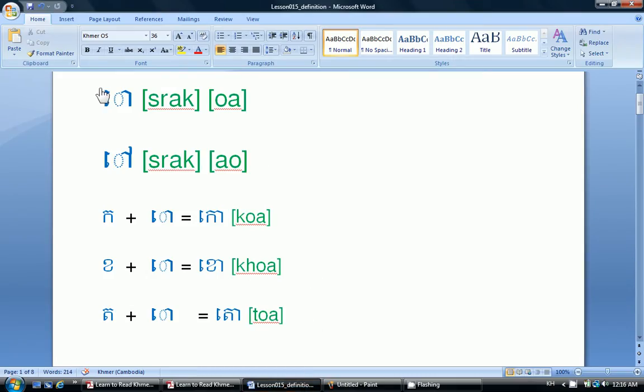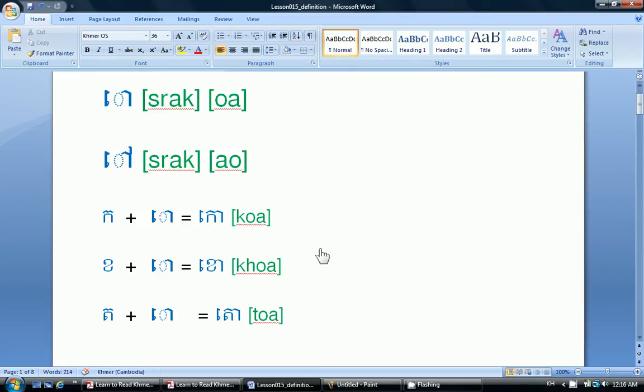Once again, these are the two vowels that we saw earlier. They are srak and srak. Notice the dotted circle located inside these vowels. This is where the consonants are located when they are combined with these vowels. Also, the sounds of these vowels, ow and ow, are used with the first series consonant.